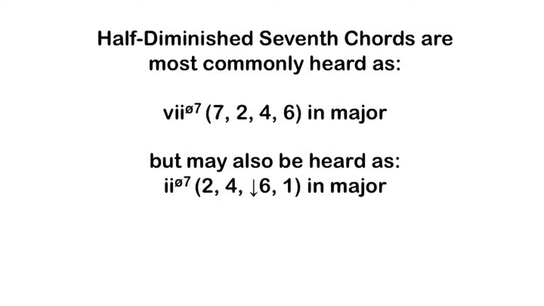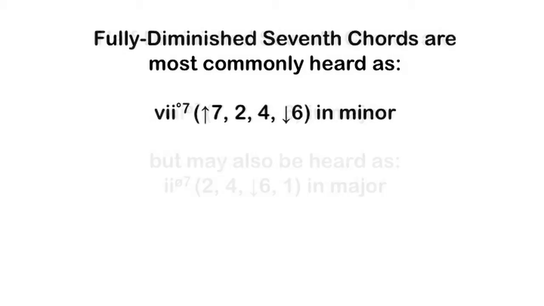Half-diminished seventh chords show up in two places, as the leading tone seventh chord in the major mode, the one we typically hear, as scale degrees 7, 2, 4, and 6, and as the supertonic seventh chord in the minor mode, consisting of scale degrees 2, 4, lowered 6, and 1. And finally, the fully diminished seventh chord only shows up in one place, and that's as the leading tone seventh chord in the minor mode, consisting of raised 7, 2, 4, and lowered 6.